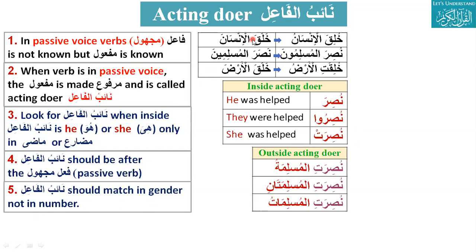So again, today we are discussing naibul fa'il, acting doer. Khalaqa will become khuliqa, so it is passive voice. So here insana in a normal sentence is basically maf'ul. When it becomes passive voice, this maf'ul becomes the fa'il, insanu. And its recognition is that it should be marfu', with a dhamma. So khuliqal insanu: the human being is created. Similarly, if we see the next example, nasara al muslimina.